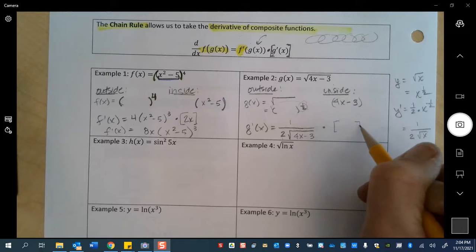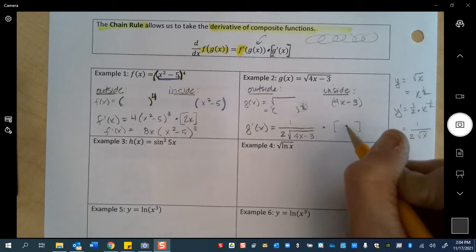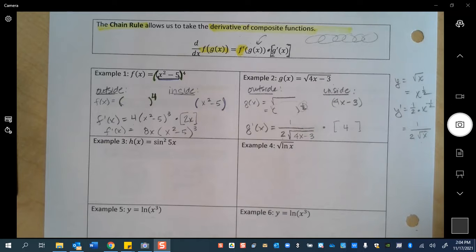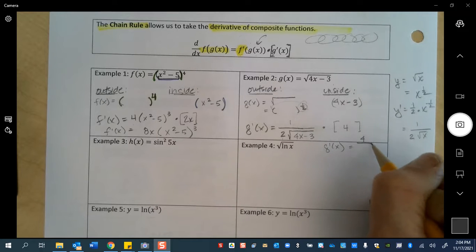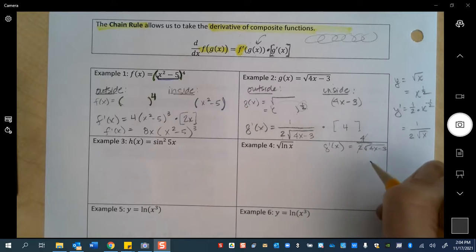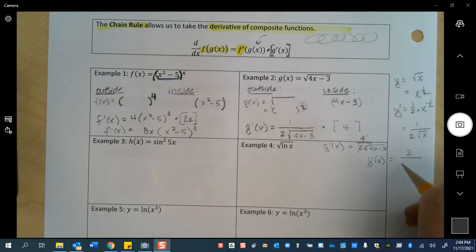And then times the derivative of my inside function. What is the derivative of 4x minus 3? Yeah, 4. So now if I wanted to, I could say g prime of x is equal to 4 over 2 times the square root of 4x minus 3. And then I could go ahead and simplify this and say that g prime of x is equal to 2 over the square root of 4x minus 3.